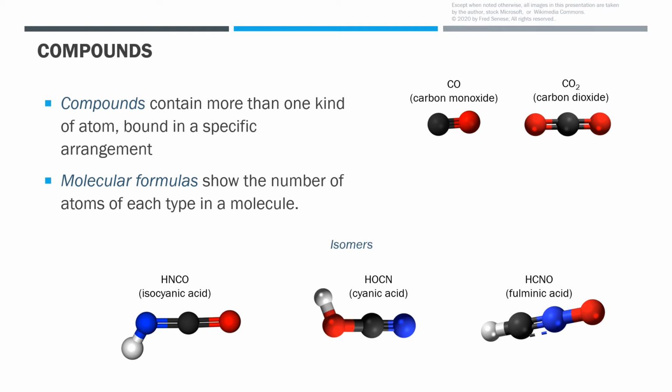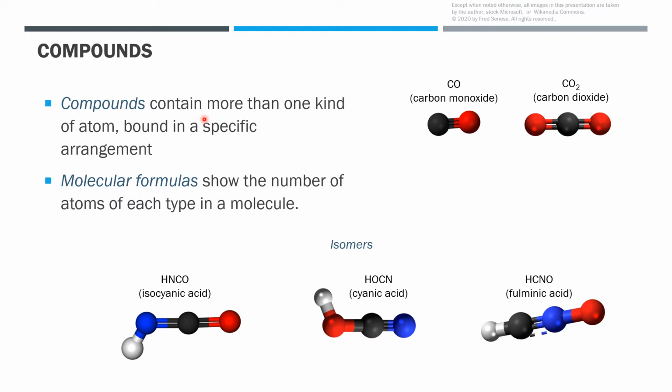When you have more than one kind of atom bound together, you don't have an element anymore. You have a compound. Compounds contain more than one kind of atom bound together in a specific arrangement. Now, what makes one compound different from another? Any of these three things.